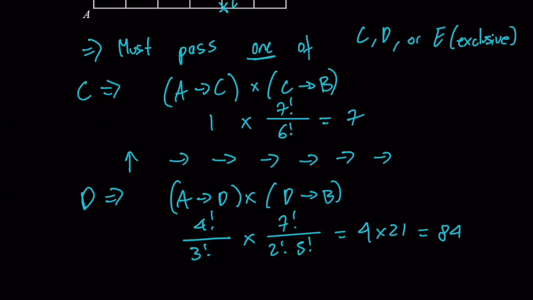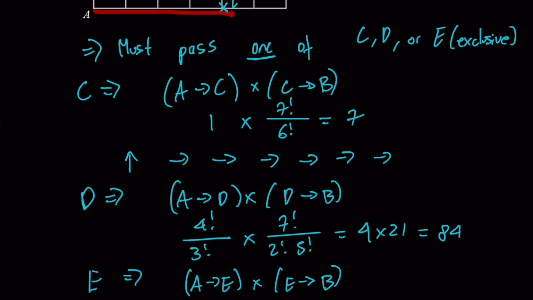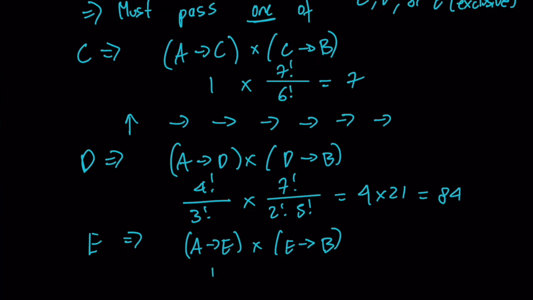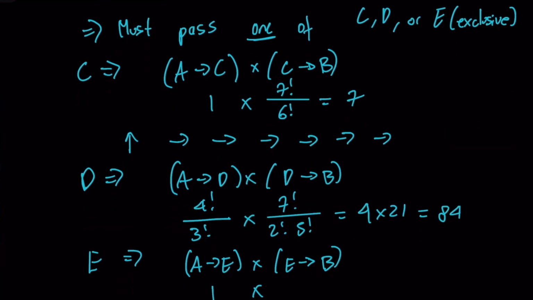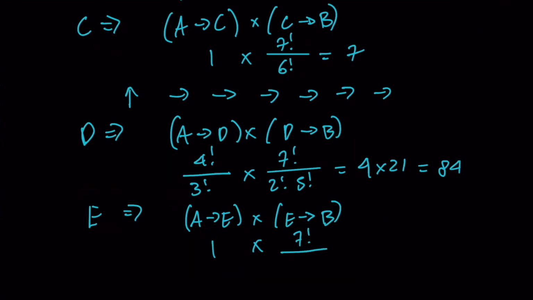Now last one, let's see E. Same, A to E, multiply E to B. But you see A to E, there's only one way. 1 times E to B. 1, 2, 3, 4, 5. 5 times up, 2 times right. Total, 5 plus 2, 7. 7 factorial over 5 factorial, 2 factorial. And you count, this is 21.